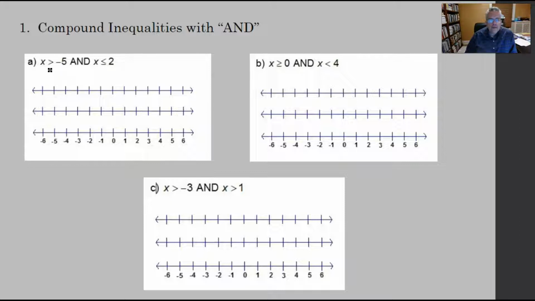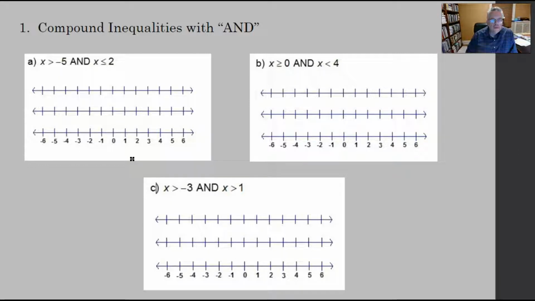So for instance, in this first one, we want to graph all the values of x that are greater than -5 and less than or equal to 2. We need both of these to be true. So "and" kind of means both. Values of x that are greater than -5 and less than or equal to 2.